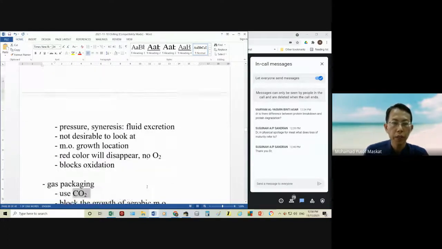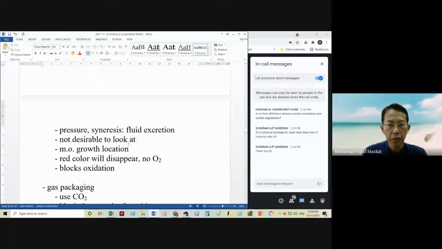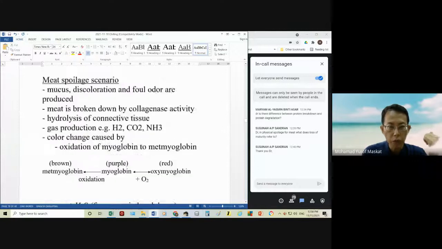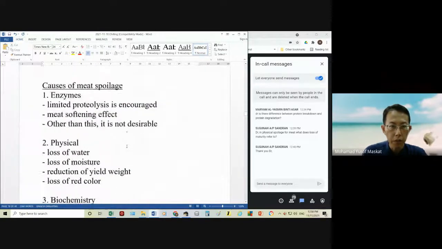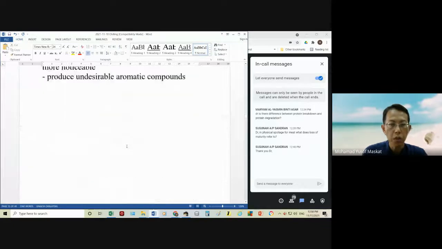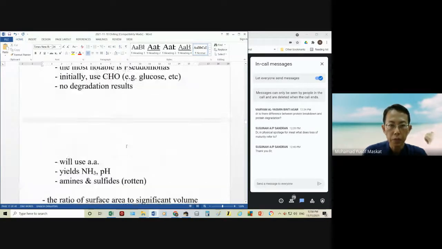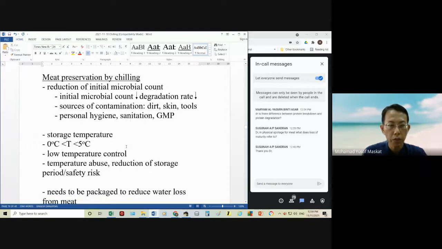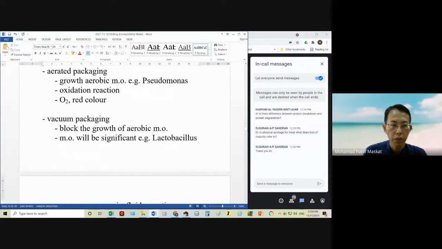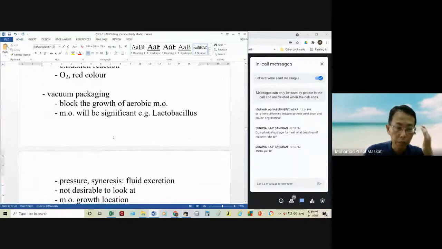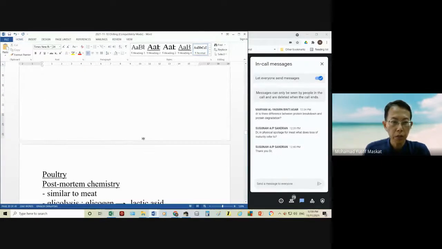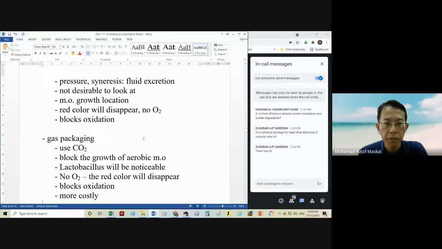So that is about chilling of meats and types of packaging. We have covered the post-mortem chemistry, the factors and causes of meat spoilage, and also what happens during spoilage of meat. Based on our understanding of that, we can decide how to preserve meats by chilling, and also the different types of packaging that can be used. I think we'll stop there and we'll talk about poultry next time.